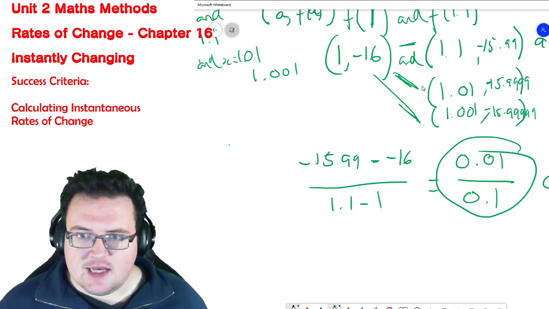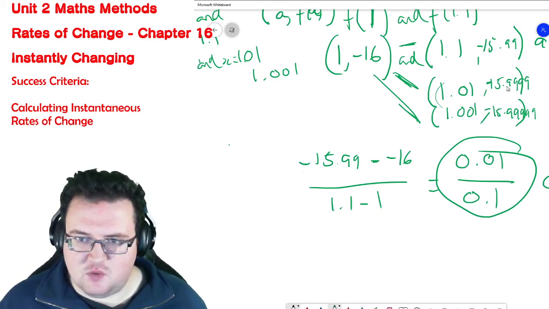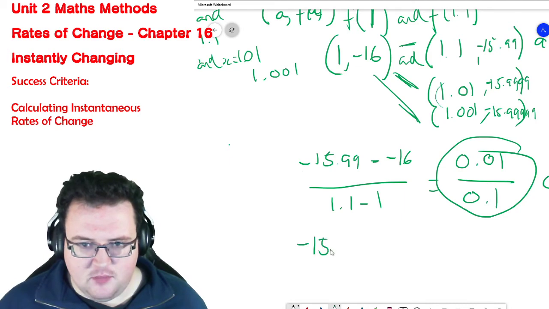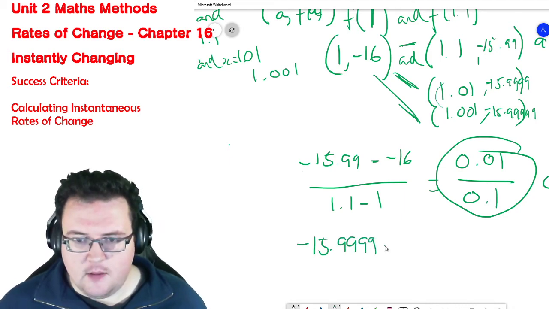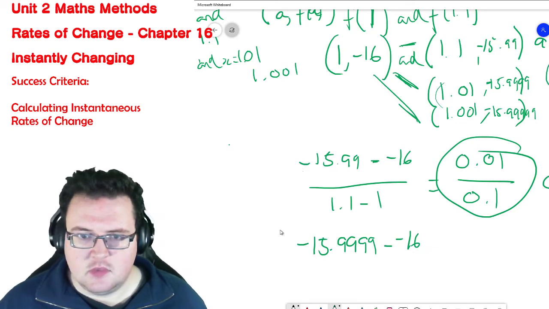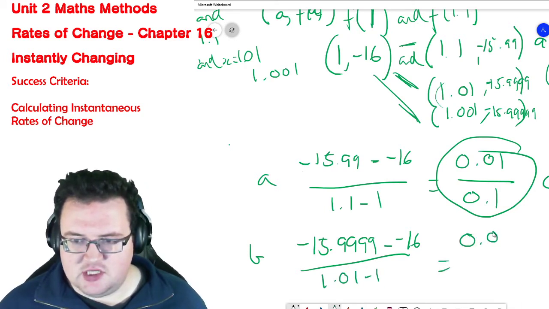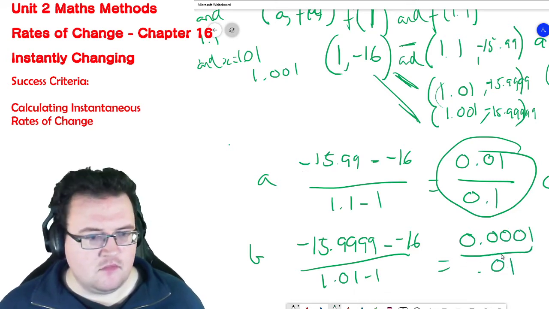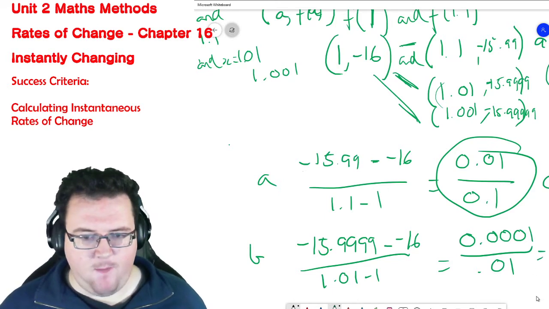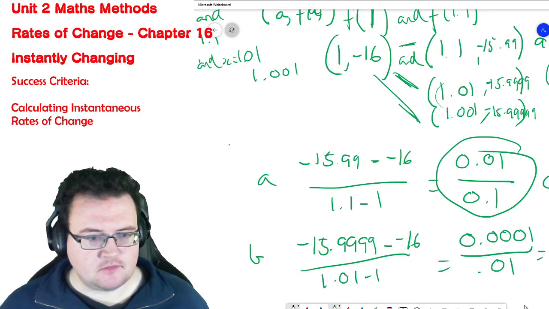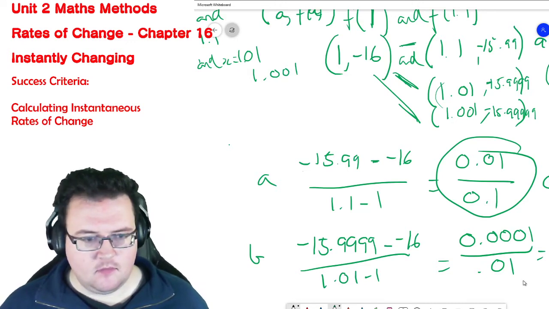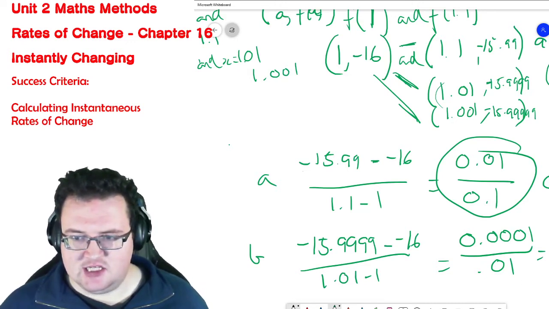Cool. Now let's do it with this next one. So that's negative 15.9999 minus 16. So that's A. This is B. Divided by 1.01 minus 1. Well, that's going to come out as 0.0001 divided by 0.01. What's that answer going to be? I'm guessing it's going to be 0.001.